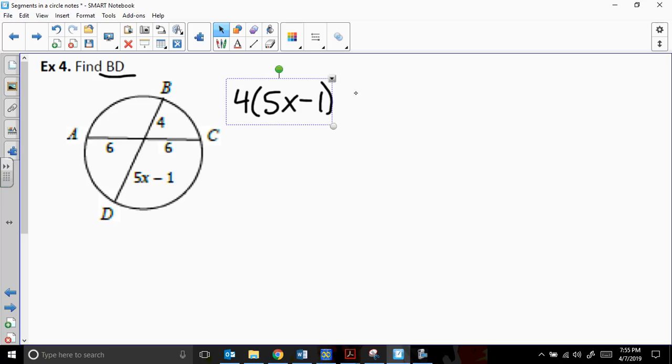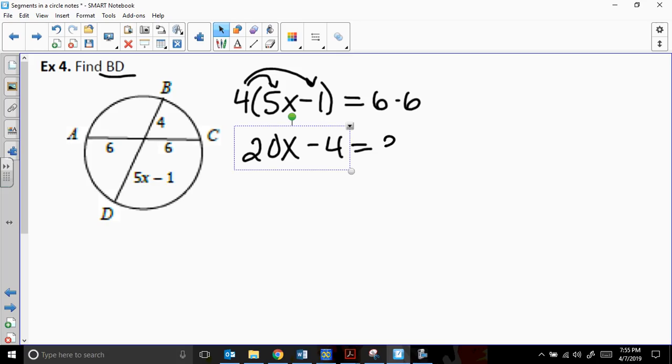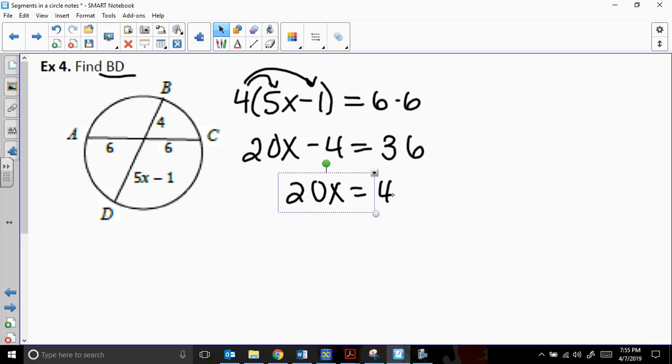So you can multiply them and then equals the 6 times 6. So we're going to go ahead and distribute here. Remember when you distribute, you got to distribute to both terms in parentheses. So it's 20x minus 4 is equal to 36. Add 4 to both sides. We get 20x is equal to 40. And then we divide both sides by 20. And we get x is equal to 2.